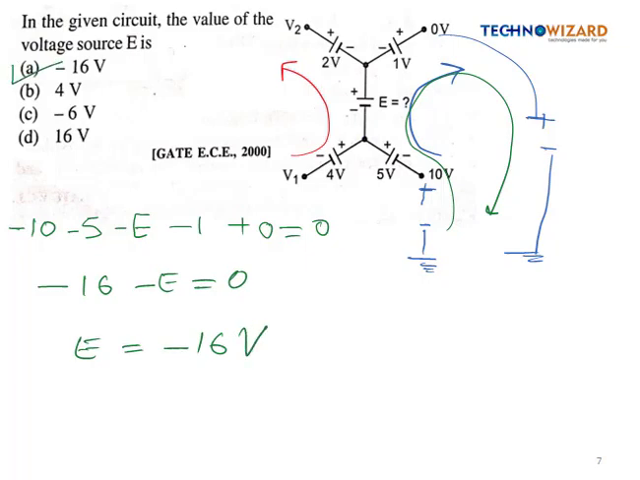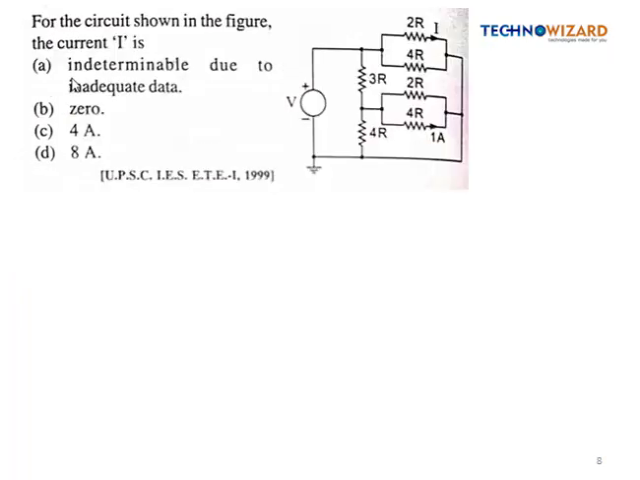So let's see our next question. Okay, so this is our next question. In this question, for the circuit shown in the figure, the current I is, okay. So basically they have given us a circuit, we have to find out the value of current I, okay.